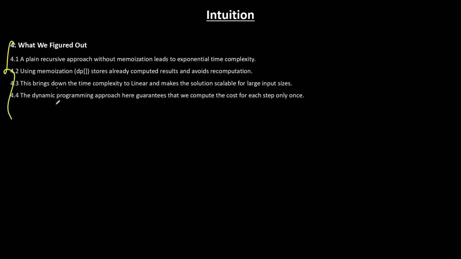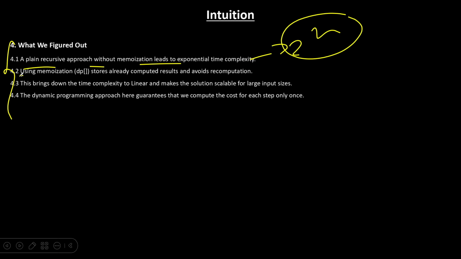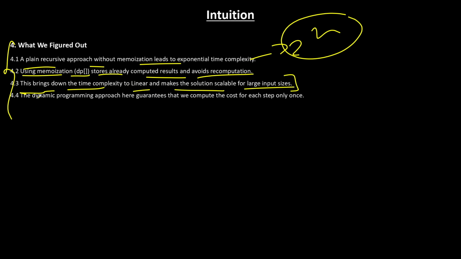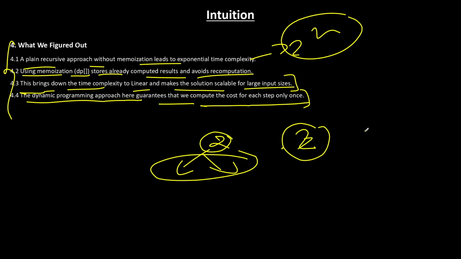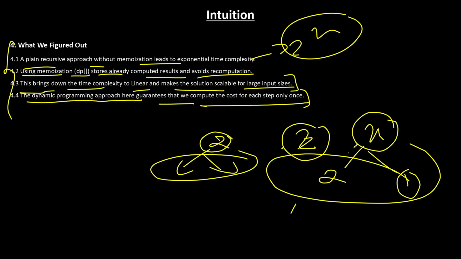What we figured out is that a plain recursive approach without memoization leads to an exponential time complexity. That is clear to us. Using memoization, DP stores already computed results and avoids recomputation. This is the benefit of using DP. This brings the time complexity down to linear and makes the solution scalable to large input sizes. The dynamic programming approach guarantees that we compute the cost for each step only once. Since for step 2 we were calculating multiple times, at least 2 times, either from index x you were going 2 steps or 1 step, instead of calculating that again and again, we use DP. I hope you understood the intuition explanation. Let's move to the next slide.